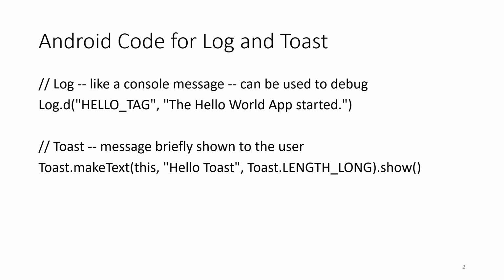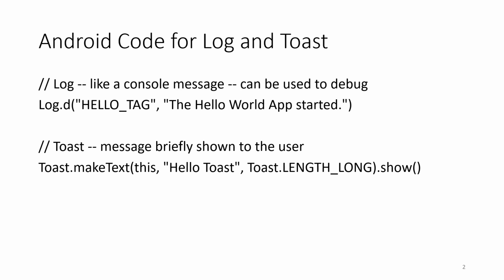And then next we're going to show the message for a toast. So we're starting with the word Toast with a capital T, and then within the toast object, we're going to use the makeText method. And then that has three things.